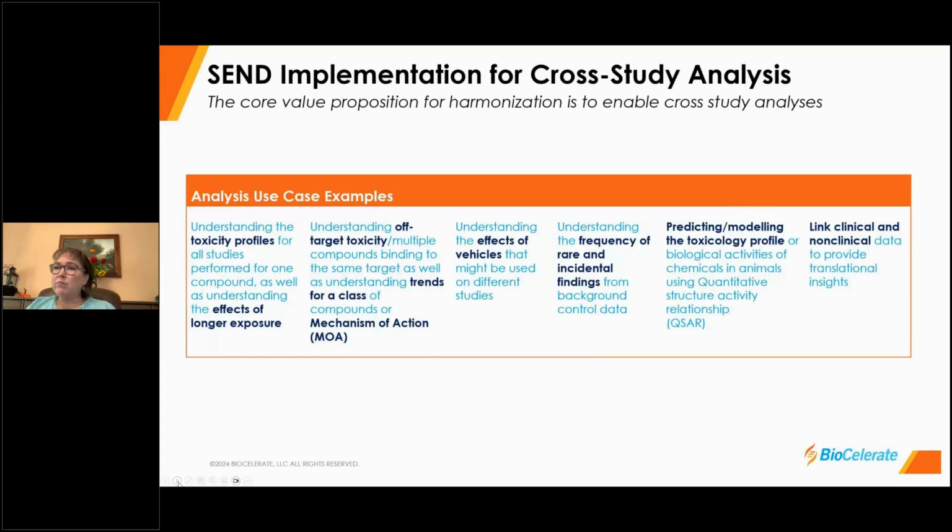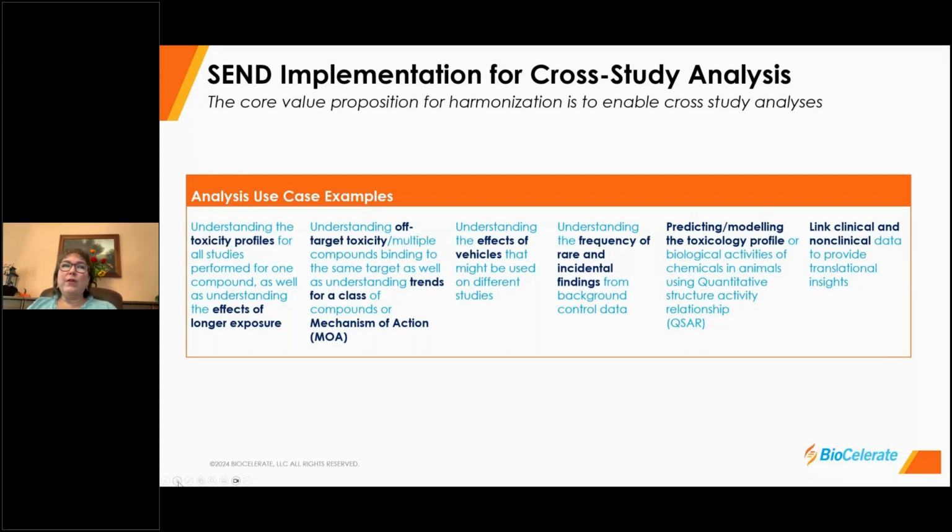But beyond that, you could use cross-study analysis for other things, such as identifying off-target toxicity or looking for trends in a particular pharmacologic class. So both of those things, what is unique and what may be different. But then beyond thinking about a particular compound or a drug, well, what about vehicles? I mean, you could apply the same cross-study analysis to these areas as well.